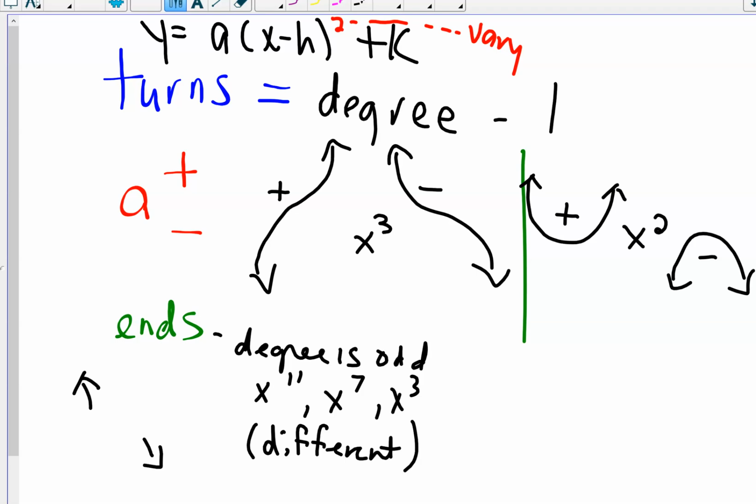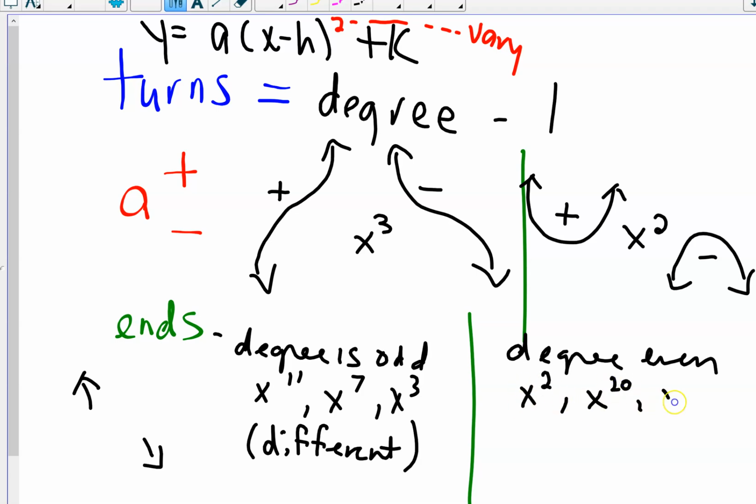If the degree is even, just giving you some general things, so x squared, x to the 20th, x to the 8th, any of the even numbers, the ends are the same. So they're the same if it's even, and they're different if it's odd.